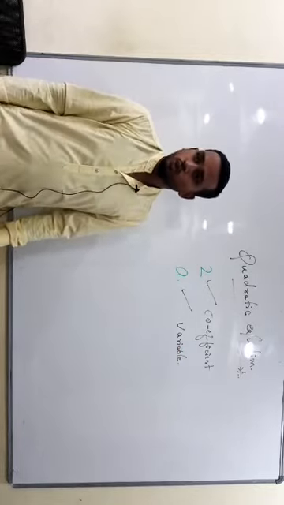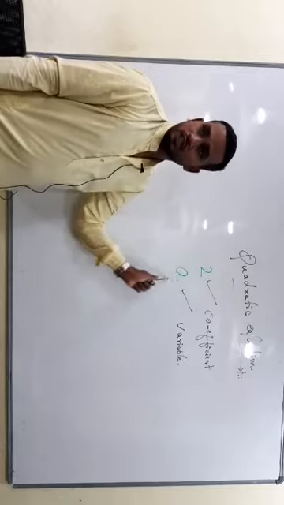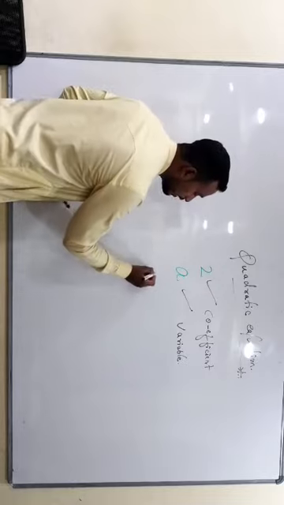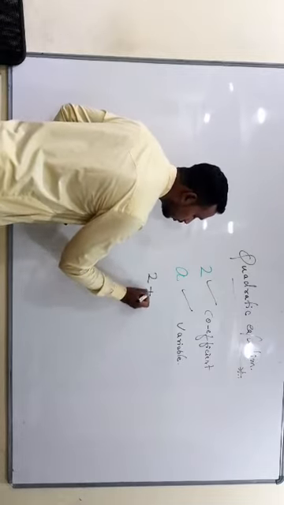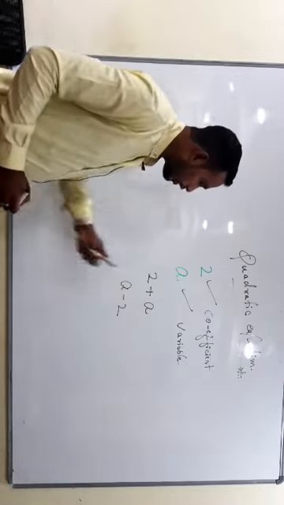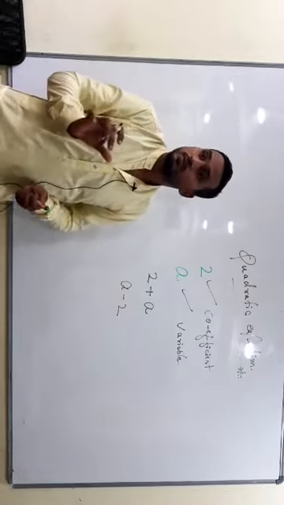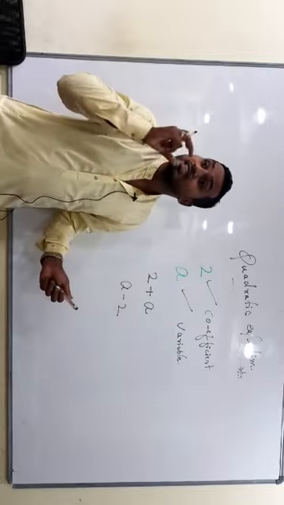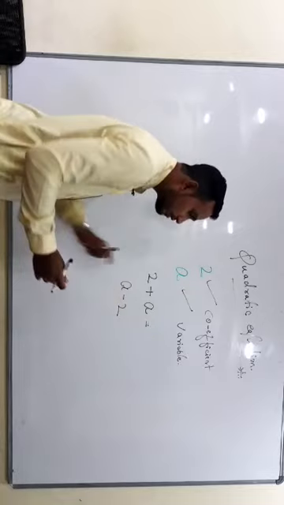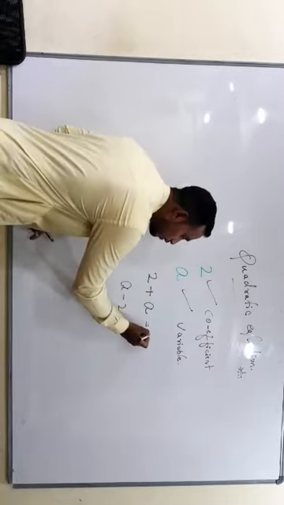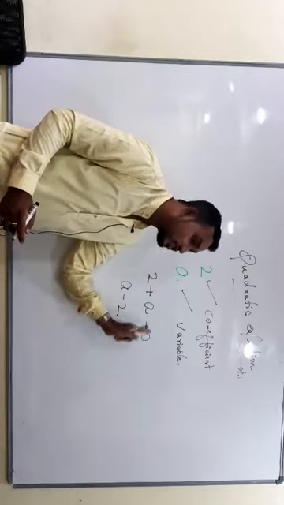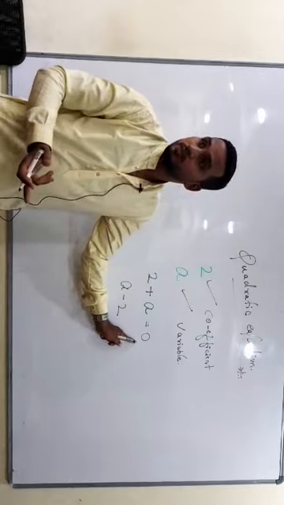Now based on these two conditions, I will combine both and write, for example, 2 plus A, or A minus 2. Now what is this called? This is called an algebraic expression. If I give the value for this expression as 0, it means if you solve this entire LHS, you get the answer as 0. Now it becomes an equation.